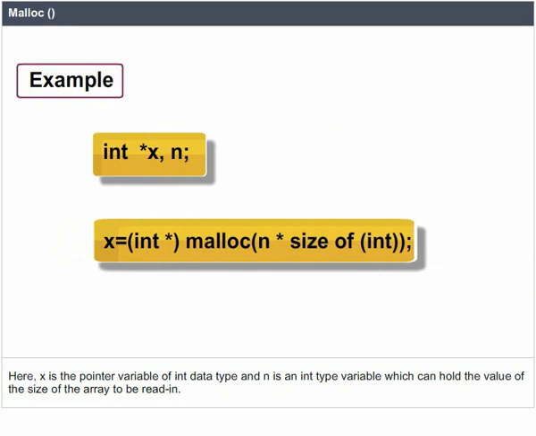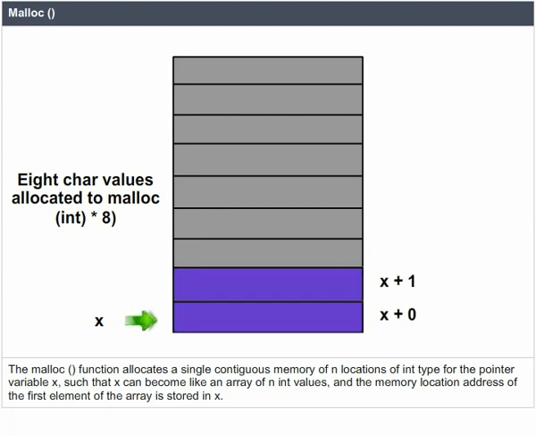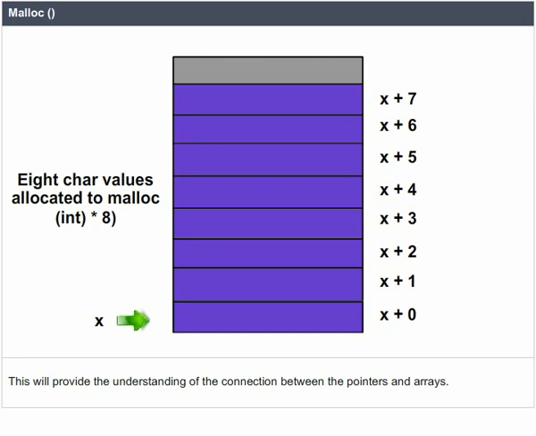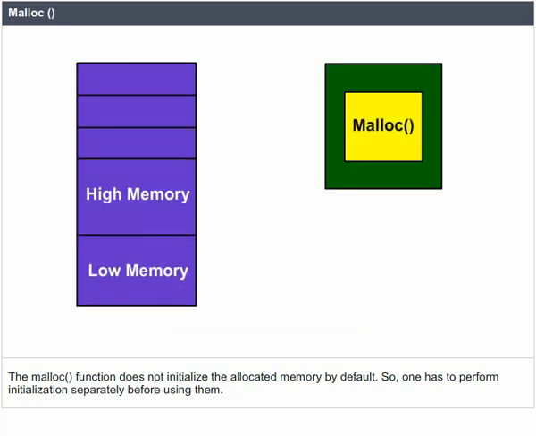The malloc() function allocates a single contiguous memory of n locations of int type for the pointer variable x, such that x can become like an array of n int values, and the memory location address of the first element of the array is stored in x. This will provide the understanding of the connection between the pointers and arrays. The malloc() function does not initialize the allocated memory by default, so one has to perform initialization separately before using them.